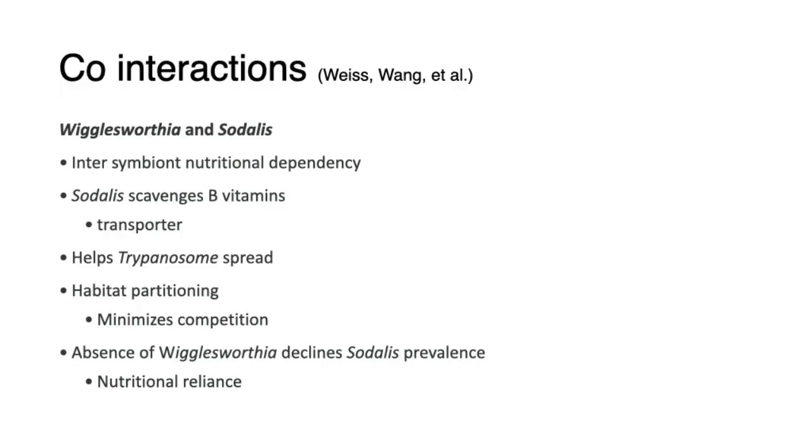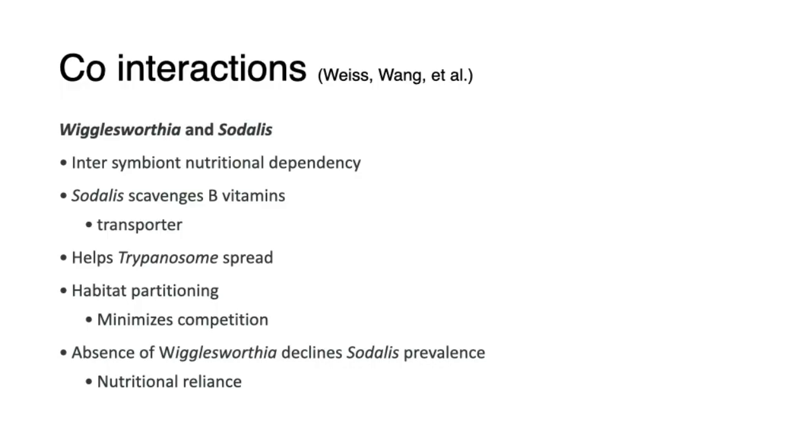So how do they have a nutritional dependency? Wigglesworthia, we know that it is going to synthesize the metabolites from the blood meal and produce B vitamins for the host. It also is going to produce thiamine, which is vitamin B1, and this is the energy source for the Sodalis microbe. So the Sodalis is able to scavenge this vitamin from the metabolites that the Wigglesworthia synthesizes from the host diet. It also has a transporter mechanism to get these metabolites and be able to use it. And it also helps trypanosome spread because once it has the energy source, it is able to carry out its functions.